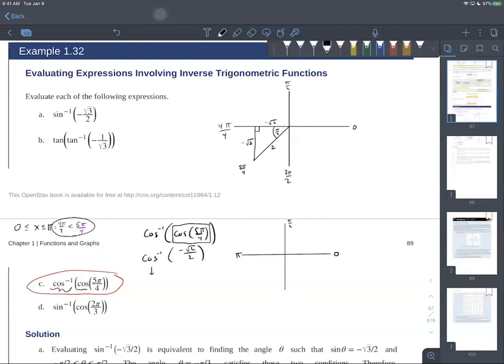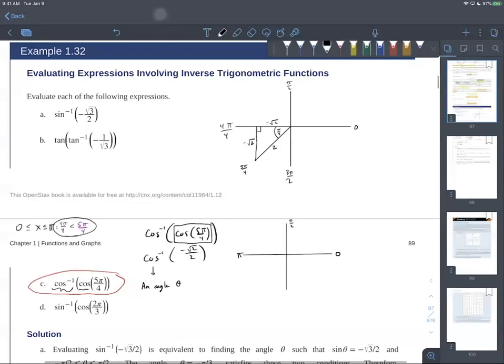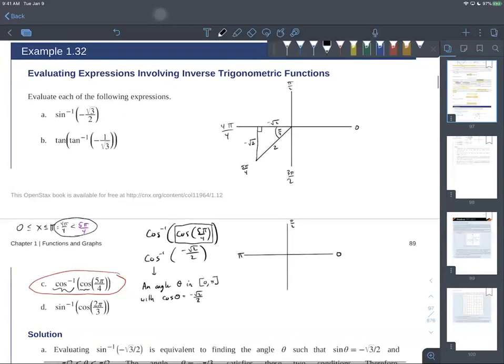So this is going to be an angle theta in the interval from 0 to pi. This is the range of cosine inverse, with the cosine of theta being equal to the negative square root of 2 over 2. Now, in which of these two quadrants, 1 or 2, is the cosine of the angle negative? That would be in quadrant 2.